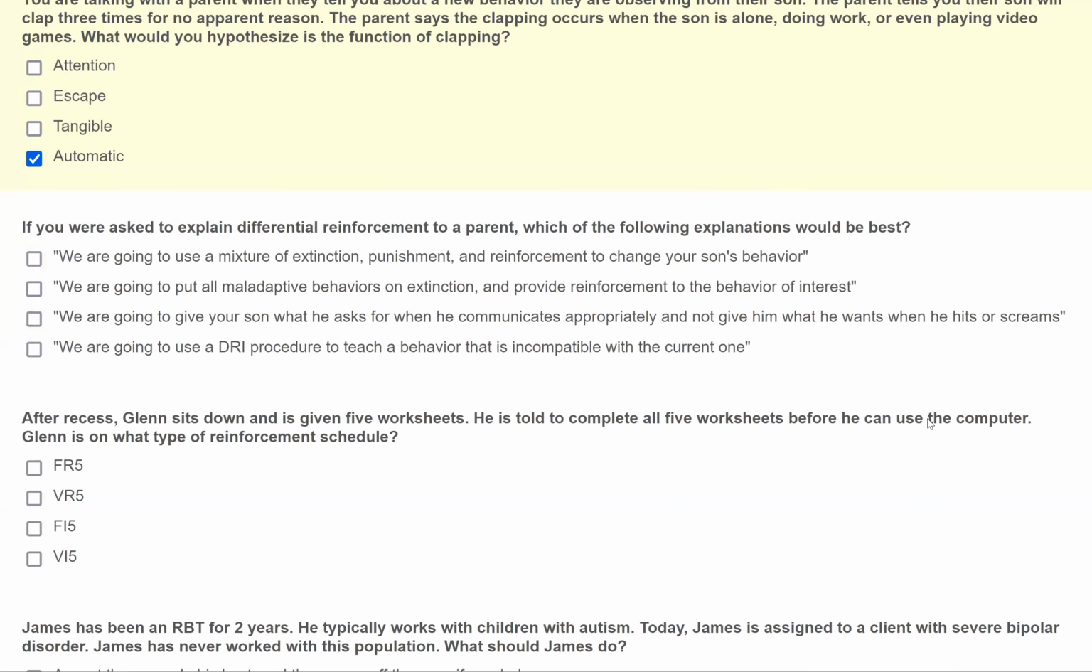We are going to reinforce or give the son what he wants when he communicates appropriately, our behavior we want to increase. And then when he hits or screams, we want to decrease those, so we just won't give him what he wants. C can be understood by pretty much anybody.